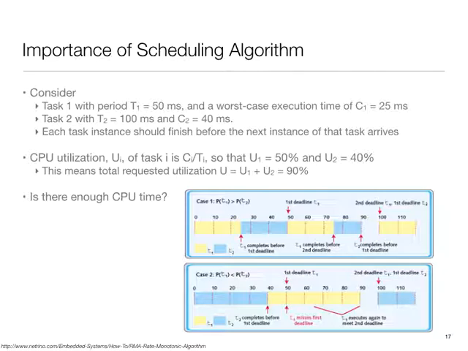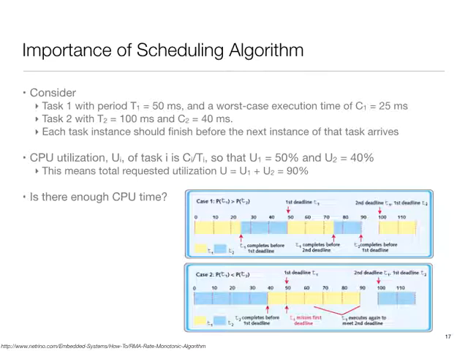And then the blue task will run, and since it had already run for 25, it will only run for 15 more. So it will finish at t equal to 90. So both tasks are meeting the deadline. And then the whole process will repeat when task 1 arrives again at t equal to 100.